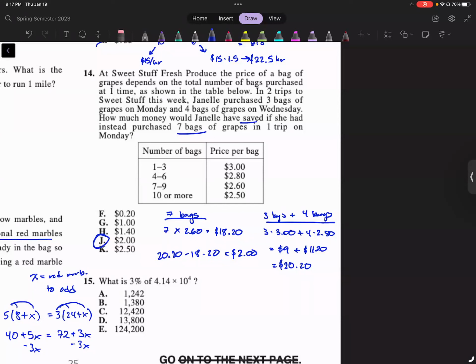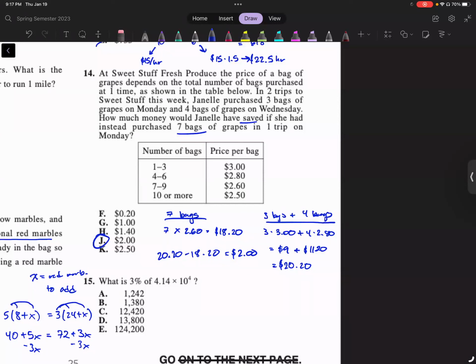$11.12. 20 cents. Sorry, which gets me $21.20. So how much you save is the difference between the two. Remember, don't just stop there. You want to find the difference. And so you have 21.2 minus 18.2, which would be $3. Now here, I don't see my answer.